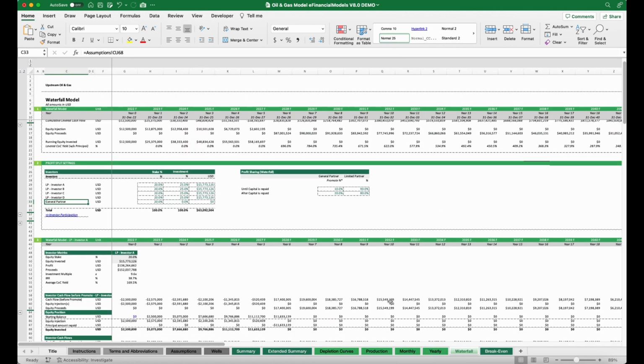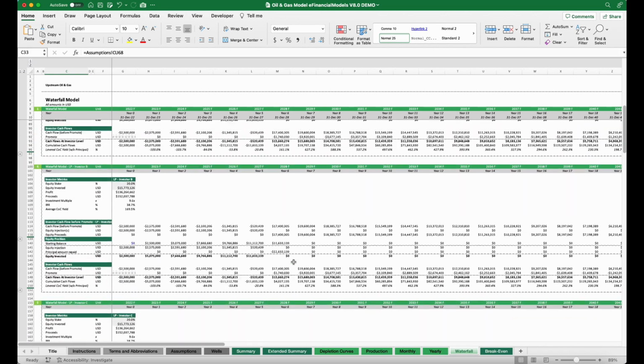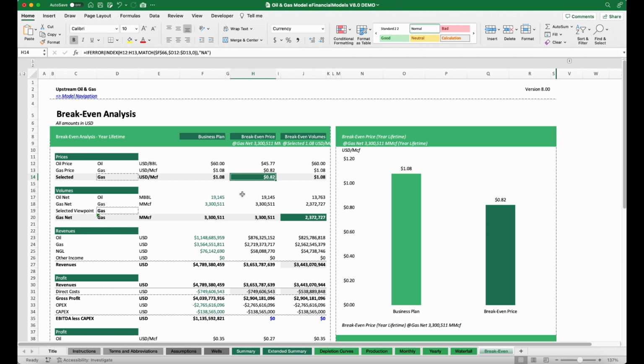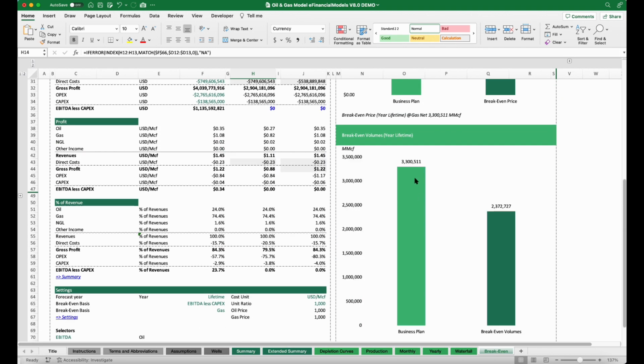Another sheet goes into details about the profit sharing between general and limited partner. We have another worksheet which analyzes the break-even price. In this case, it is the break-even price for producing gas. There are two ways to look at it. We look at the required price to get break-even, or, if the price is fixed, the required volume.